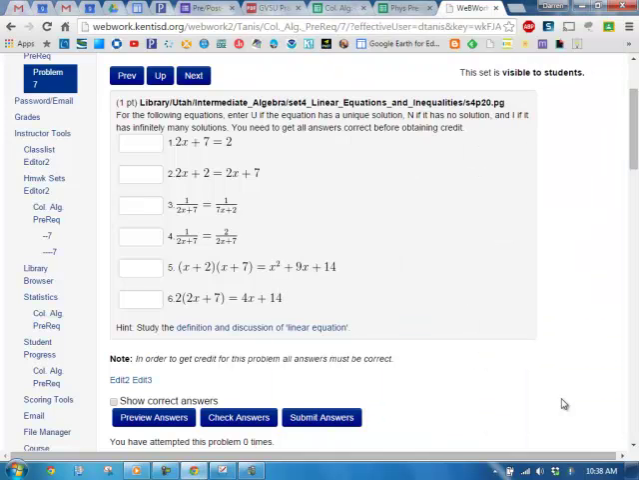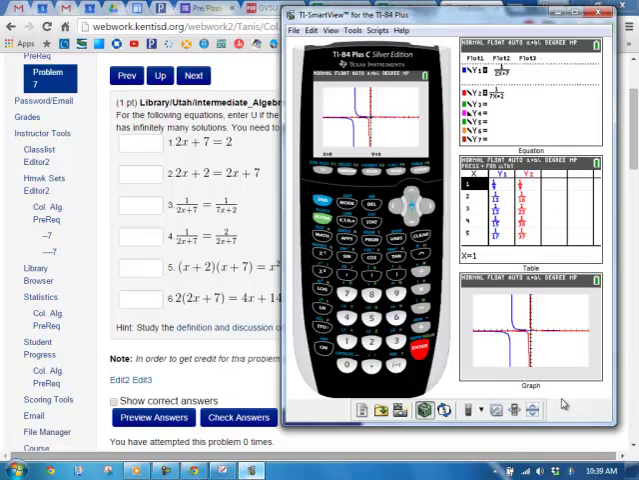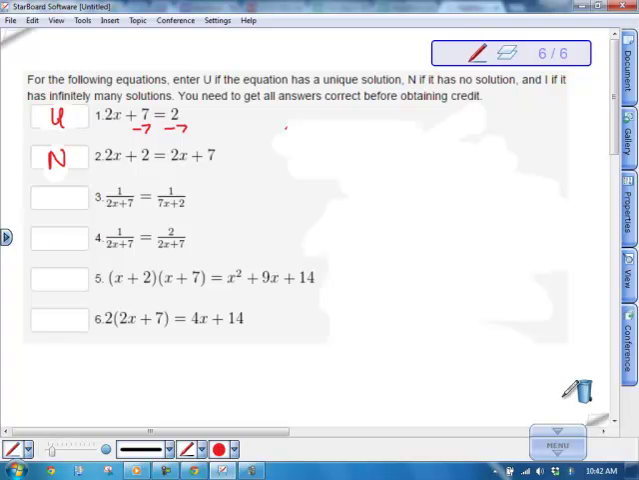Let me see here. It says enter u if the equation has a unique solution, n if it has no solution, i if it has infinitely many solutions. I'm guessing it's a u for unique solution. If you look at the graph, it looks like there's potentially two solutions. Let's try a u and see if that works. All right, so there is one unique solution to this. It turns out that they did intersect. If you zoomed in, you could find they intersect exactly once on both sides. So we'd say it's a unique solution. So let's put a u there.